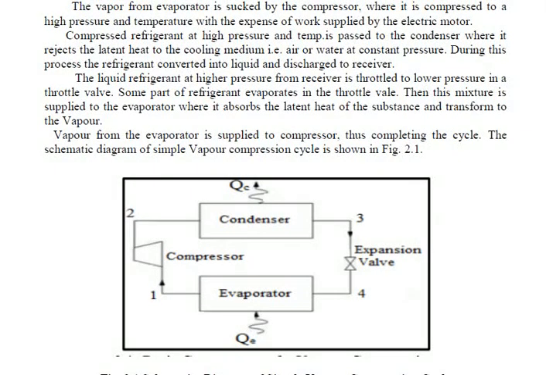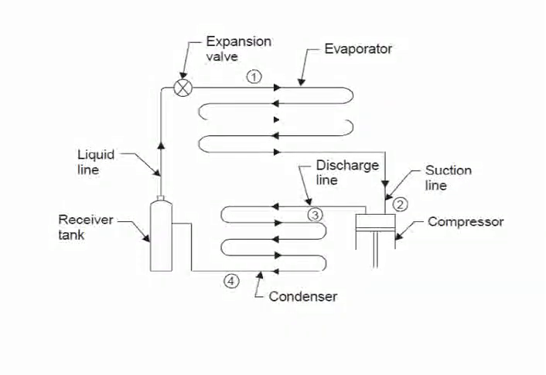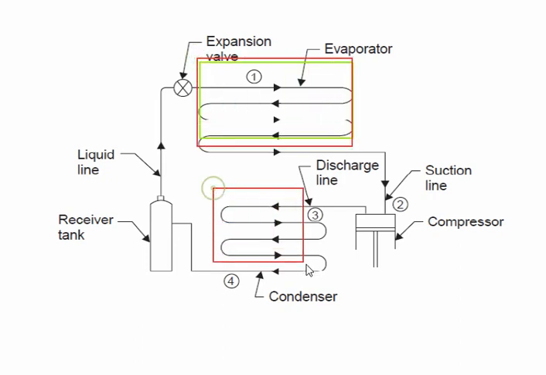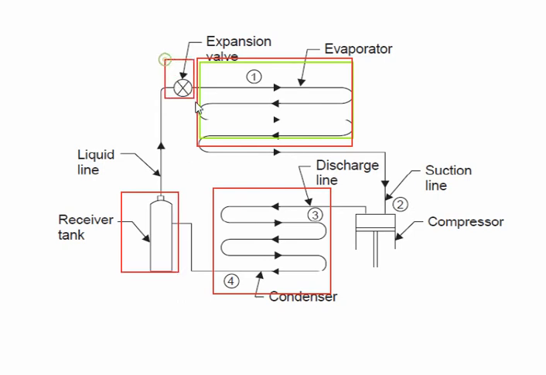This diagram is also shown here. You can see the same diagram explained here. This is the evaporator, this is the condenser, this is the receiver tank, the expansion valve, and the compressor.